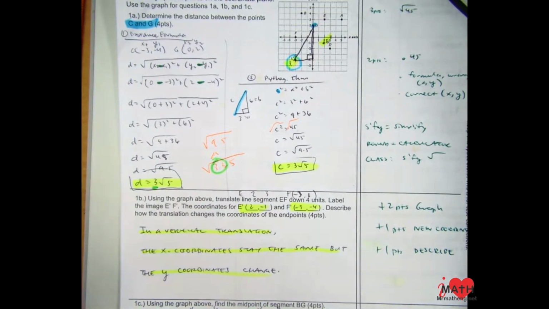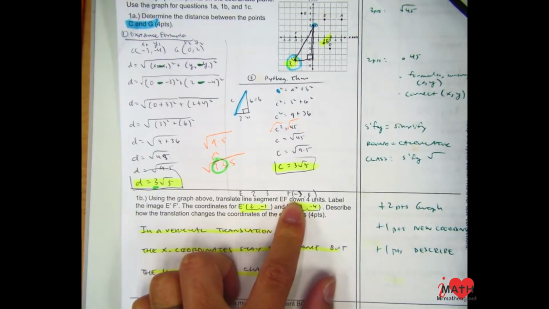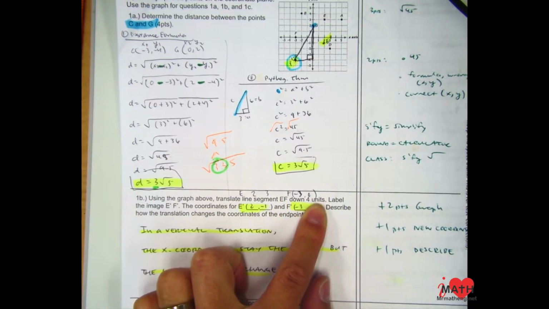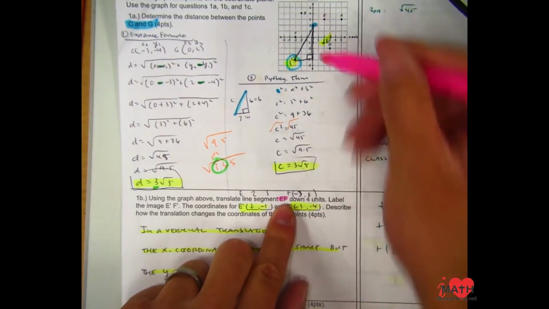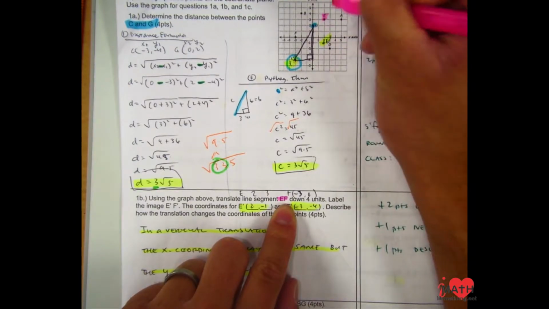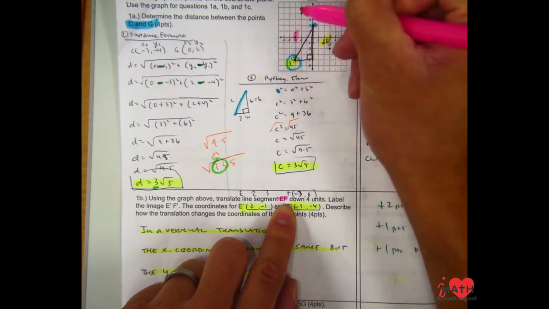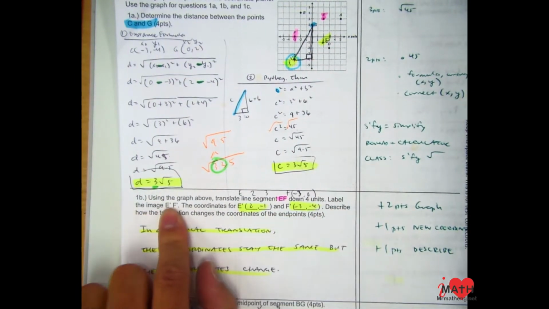Question number 2. Using the graph above, translate the line segment EF down 4 units. So locate E and F. So EF I'm going to put in pink. So here is E, and here is F. It says label the image E prime, F prime.